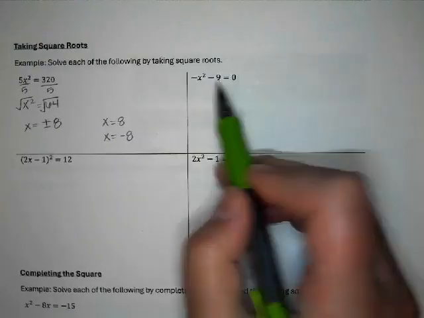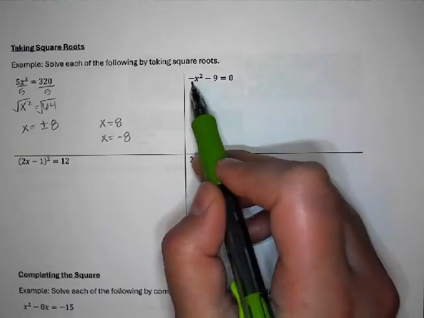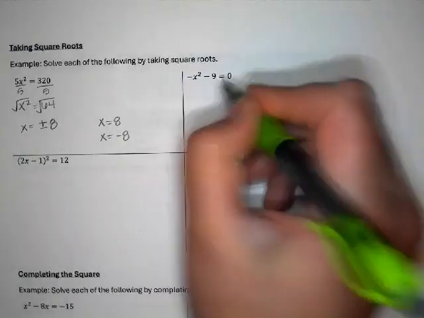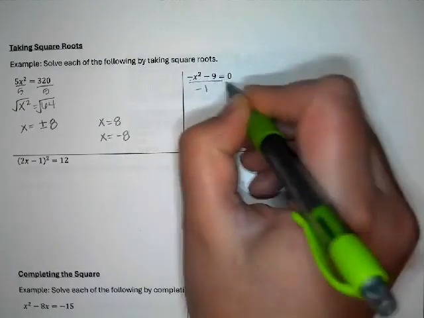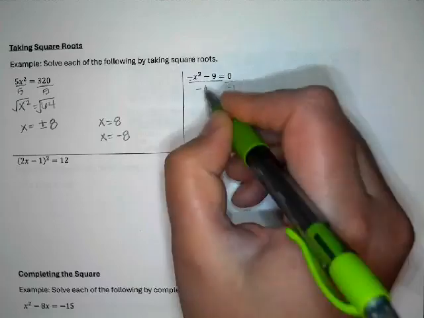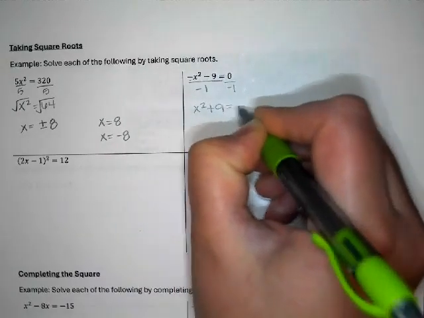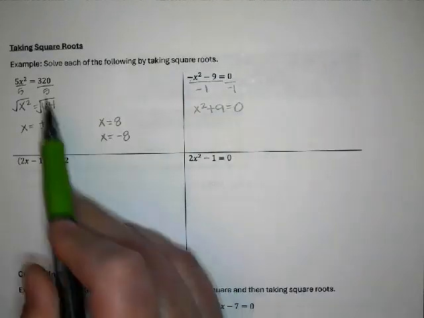Okay, over here, just like I said before, if you have a negative in the front, we like to kind of get rid of those. When it equals 0, we don't like to have a leading coefficient like that that's negative. So I'm going to divide by negative 1. I've got x squared plus 9 equals 0. And this problem equals 0. The last problem did not.